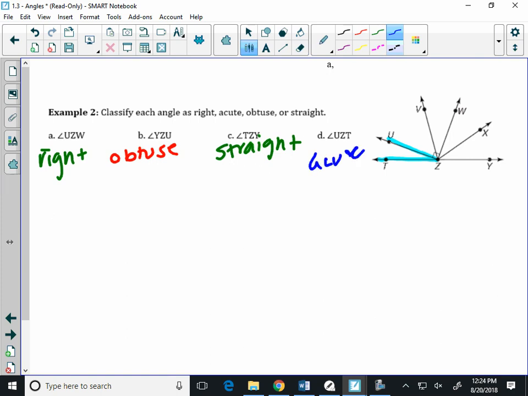I don't know what the heck happened with that smartboard. That really looks like my handwriting. There we go, make an arrow. The answer is acute.